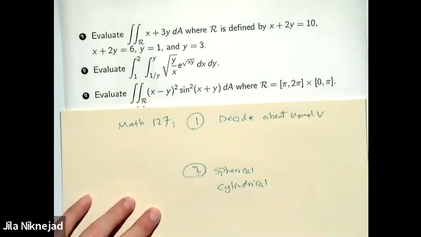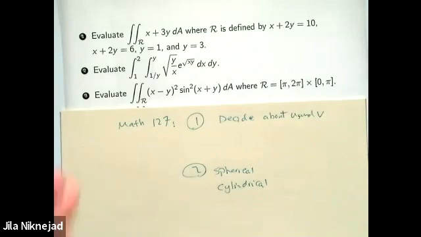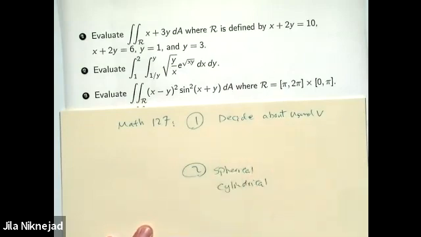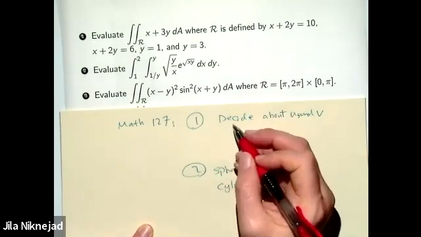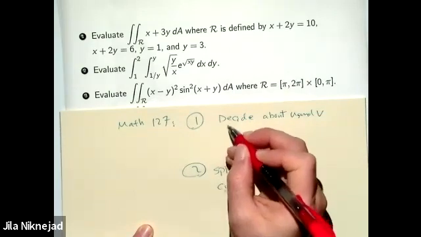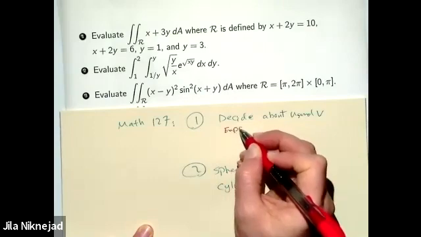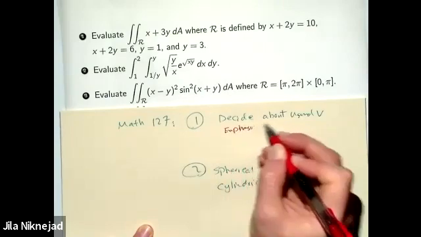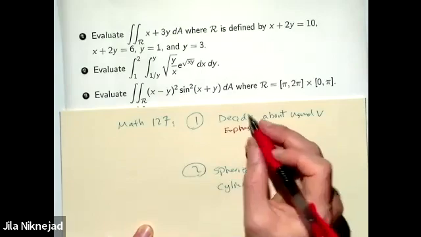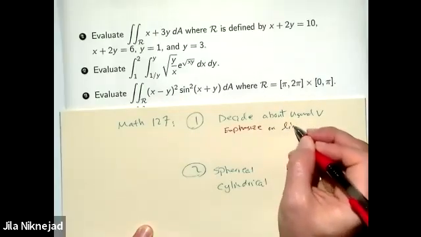So there's deciding about U and V, and then spherical and cylindrical coordinates. If you're deciding about U and V, again, the emphasis is on linear transformations the most.